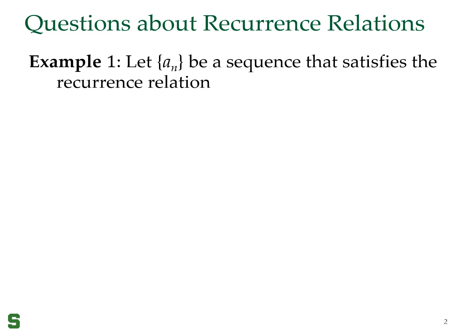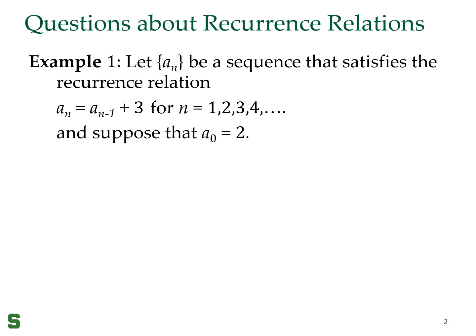Let's look at an example for a recurrence relation. So here I have the sequence a_n that satisfies the following equation: a_n is a_(n-1) plus 3 for n equal to 1, 2, 3, 4 and so on. And the initial value a_0 is 2. So let's ask the question, what is a_1, a_2, a_3? Pause here if you want to do this work by yourself. It's fairly straightforward.